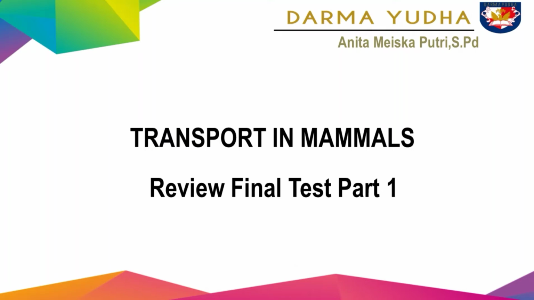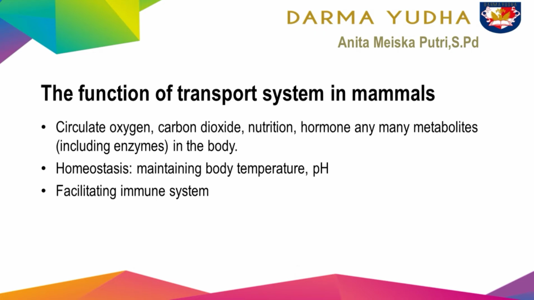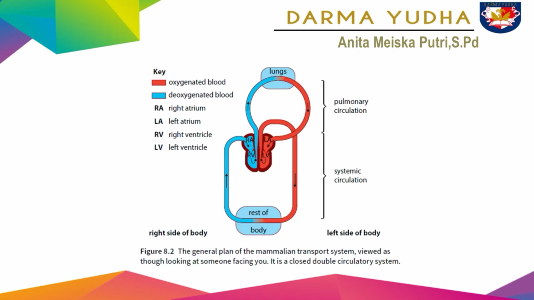So in this lesson, you will learn about the review for final task part 1. And of course, it came from the transport in mammals material. The first topic is about the function of transport in mammals. And next is about the circulatory system of mammals.